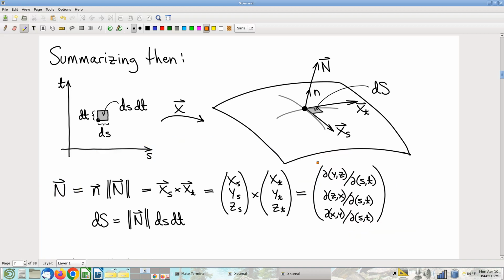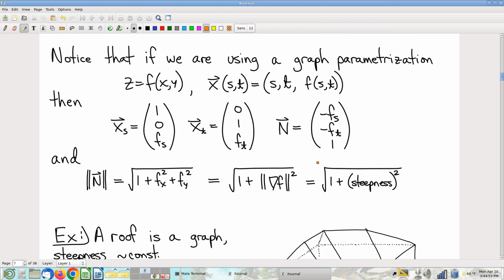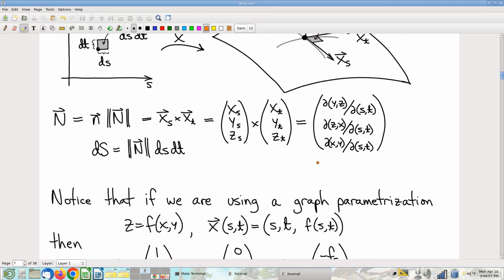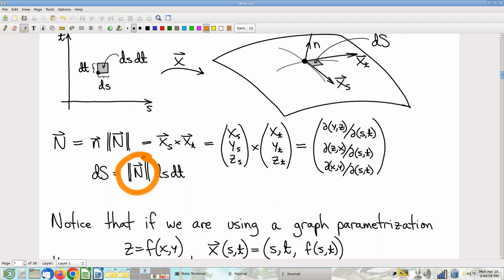Okay. All right. Now, there's a really nice special case that we need to talk about. Keep in mind, we have our formula for our stretching factor. It's the magnitude of capital N. This is the formula. This is the one you need to make sure that you know. Magnitude of capital N. And, of course, don't forget capital N itself is the cross product of the partials. Got to know that for sure.